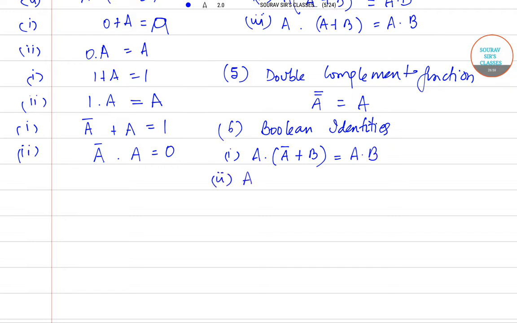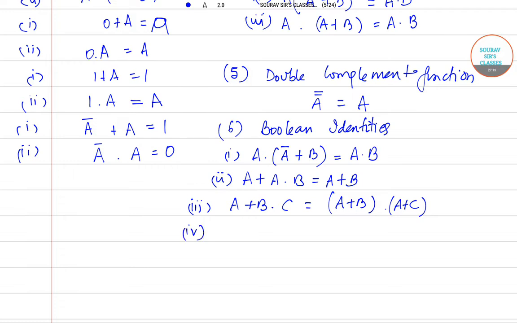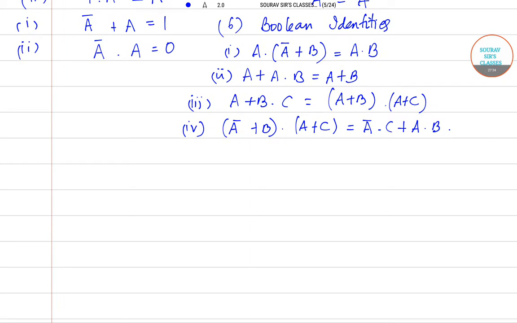Second is A plus A dot B is equal to A plus B. Third is, if you have A plus B dot C, it will give you (A plus B) dot (A plus C). And 4, (A bar plus B) dot (A plus C) gives you A bar dot C plus A dot B. Now we move on to the last one, which is De Morgan theorem.